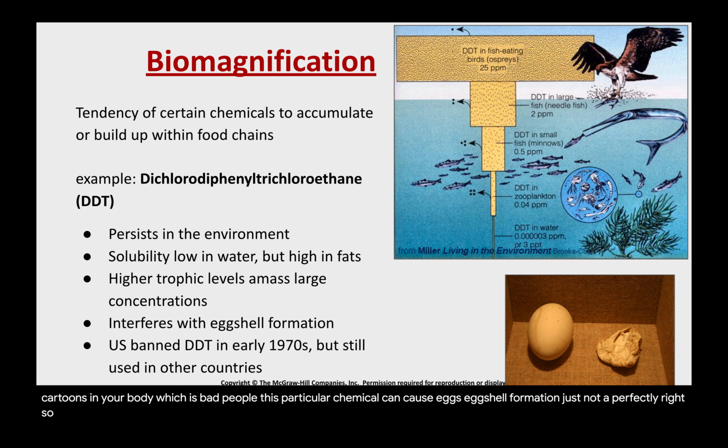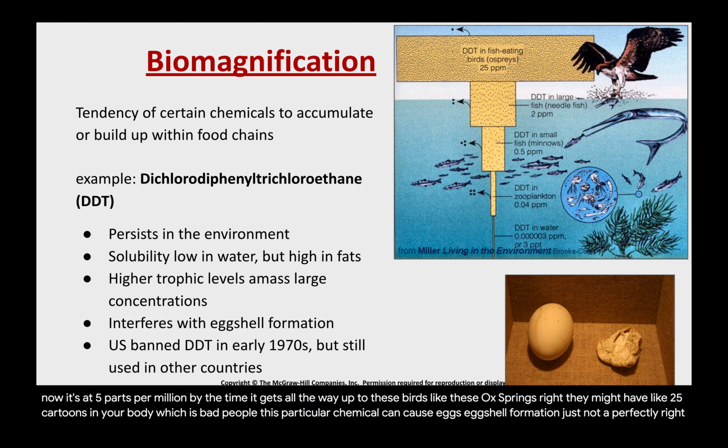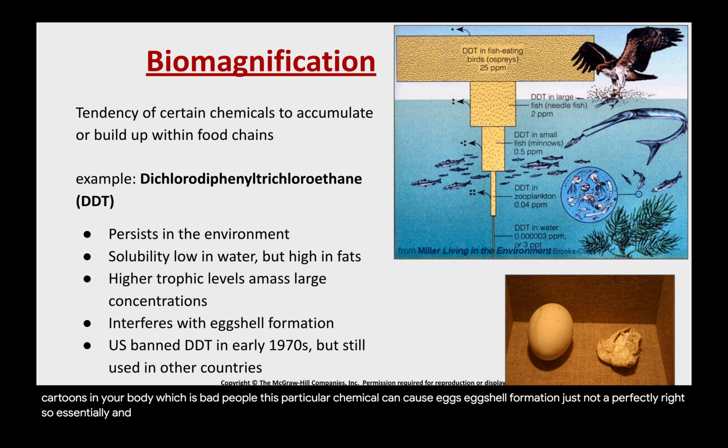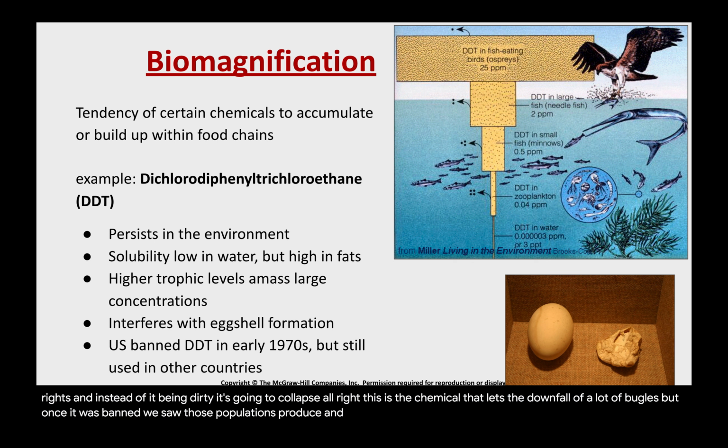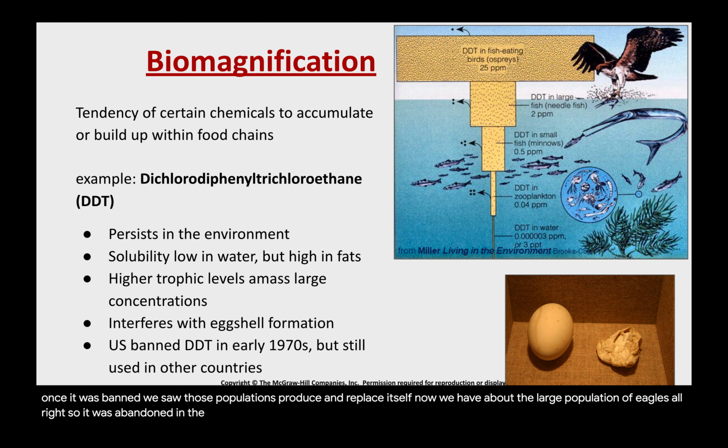So essentially those eggshells are really weak. The bird sits on them like they do in a nest, and instead of it being sturdy, it's going to collapse. We're not going to get osprey, right? This is the chemical that led to the downfall of a lot of eagles, right? But once it was banned, we saw those populations recover and replace themselves. Now we have a large population of eagles. All right, so it was banned in the 1970s, but it's still used in other countries, and it's a great example of how a chemical can accumulate over time the further up you go in a food web.